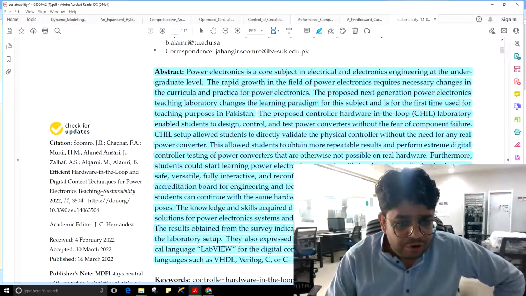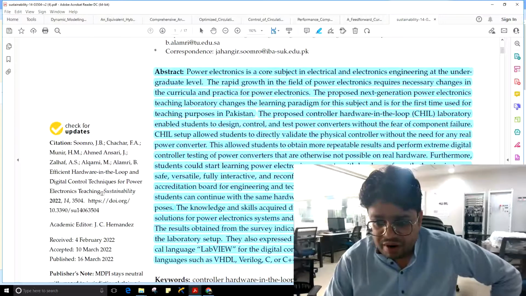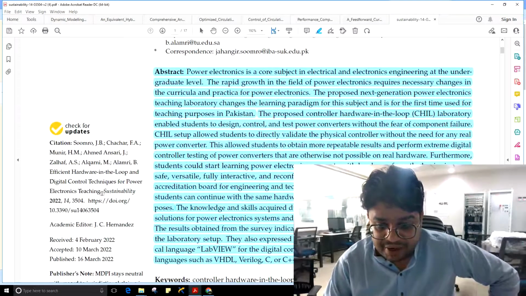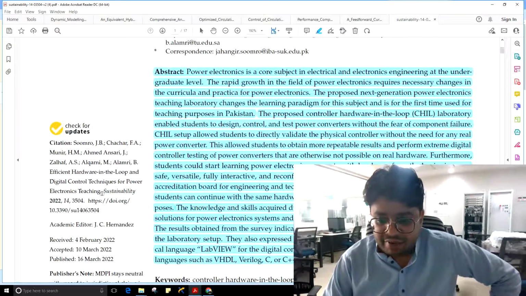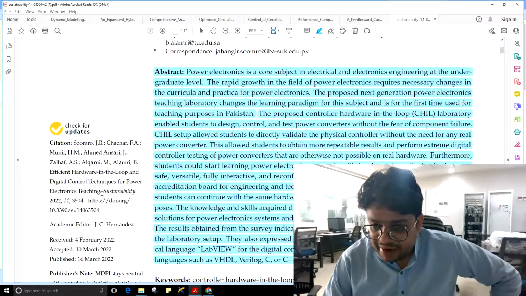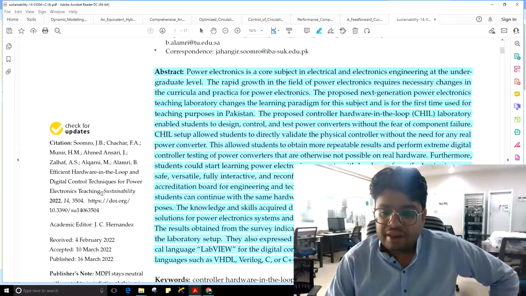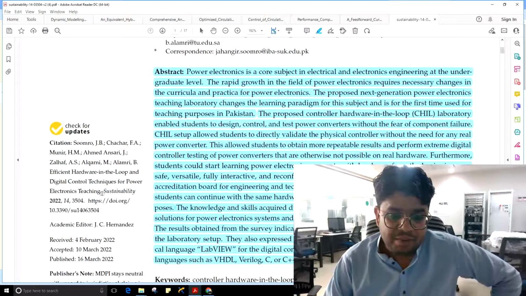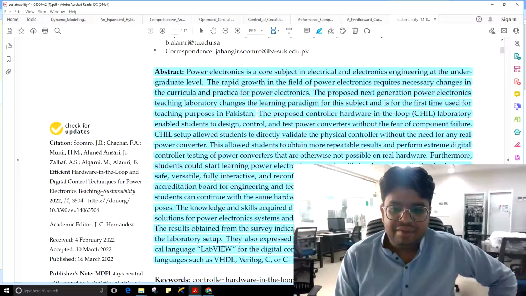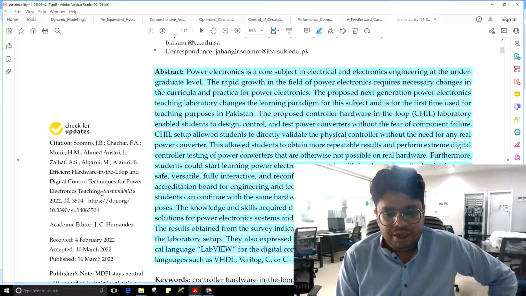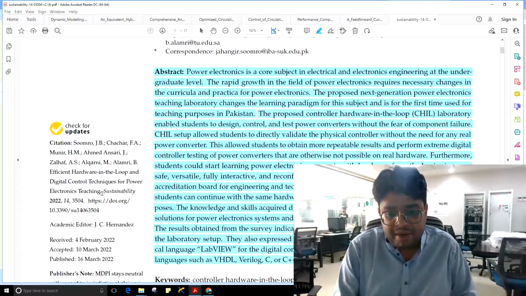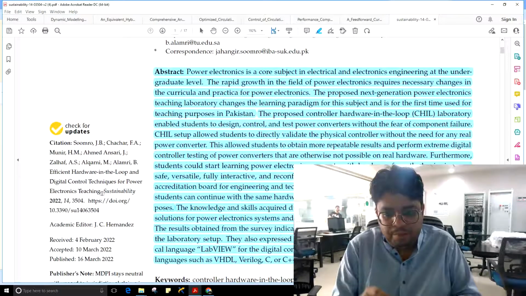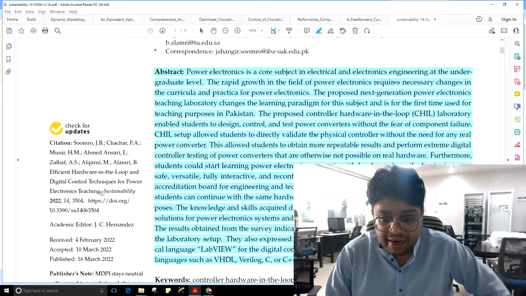Alright. Furthermore, students could start learning power electronics concepts with hardware from the beginning on a safe, versatile, fully interactive and reconfigurable platform. The proposed laboratory meets the Accreditation Board for Engineering and Technology (ABET) student outcome criterion K, such that students can continue with the same hardware and software toolset for graduate and research purposes. The good thing is that this is an advanced laboratory which can be used for master's research as well as PhD research work, and the same platform can be continued after undergraduate. So it meets criterion K of ABET.